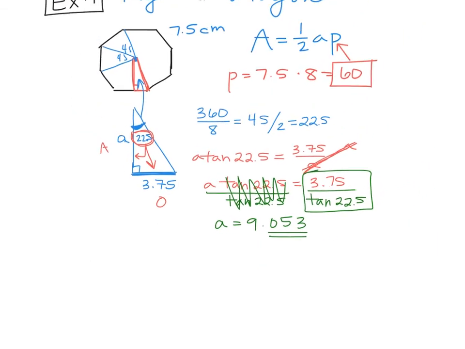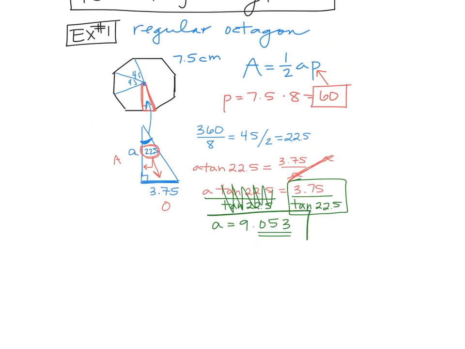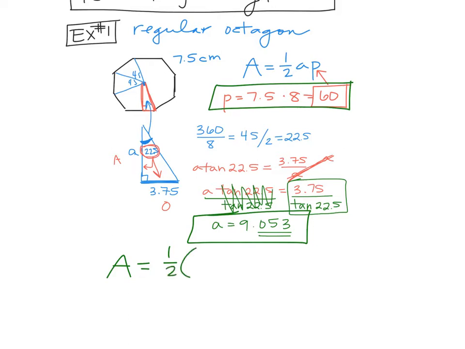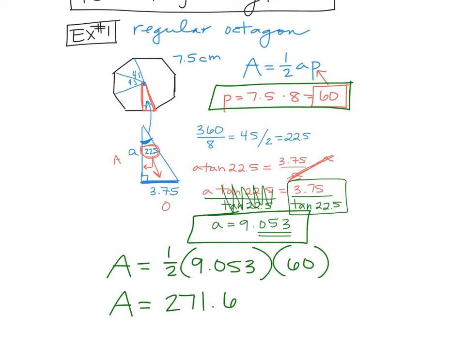But now, if you think back on this problem, we have an apothem, we have a perimeter, which means we can plug into the formula. Area equals 1/2 times 9.053 times 60. And then you're done. Okay, so you plug that in, you round that to the nearest tenth, and you get 271.6. We were talking centimeters, so that would be square centimeters.